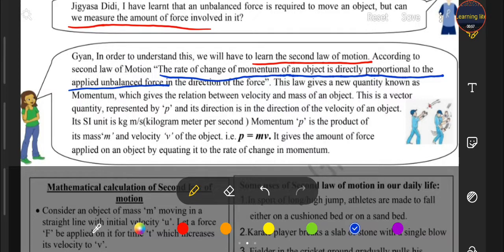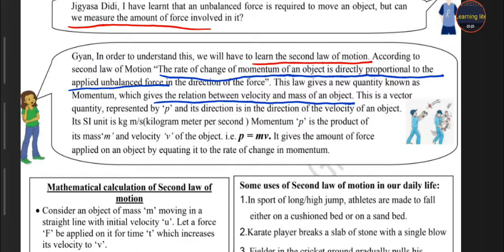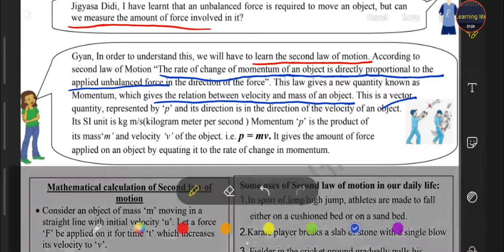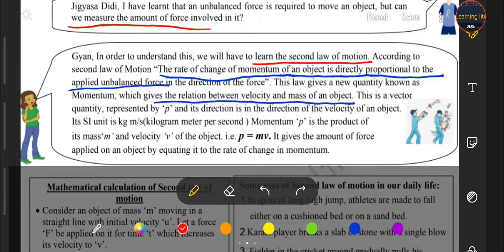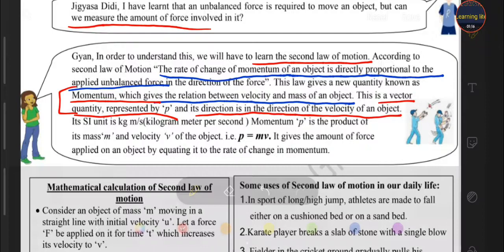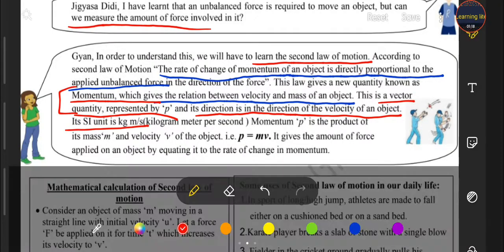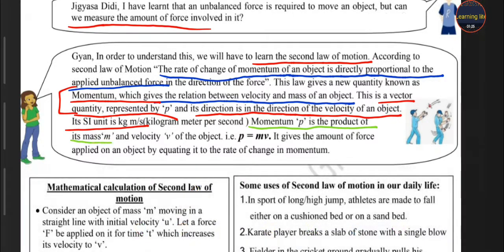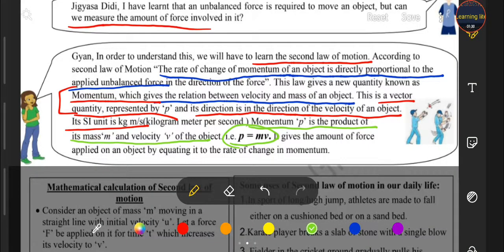What is momentum, Jigyasa Didi? Momentum is the relation between velocity and mass, and it is a vector quantity. It is represented by P. Its direction is in the direction of the velocity, and its SI unit is kilogram meter per second. In easy language, what is momentum? Momentum is the product of mass and velocity, and its formula is P equals M into V.